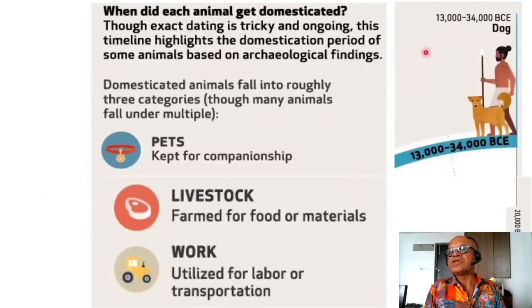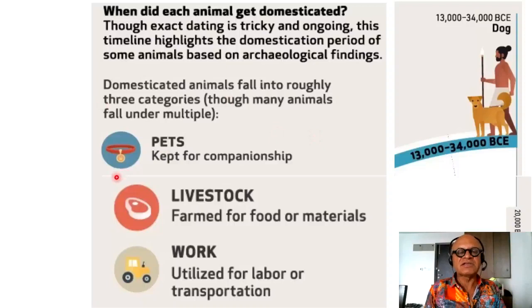So starting with 34,000 before Common Era to 13,000 before Common Era, the dog has been a companion. When did each animal get domesticated? Though exact dating is tricky and ongoing, this timeline highlights the domestication periods of some animals based on archaeological findings. So domesticated animals fall into roughly 3 categories, though many animals fall under multiple categories.